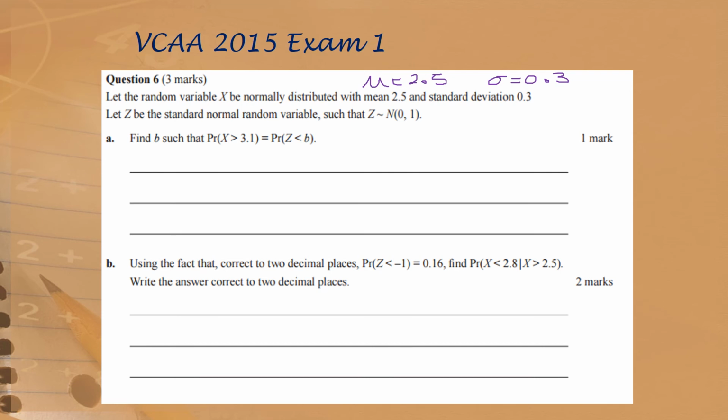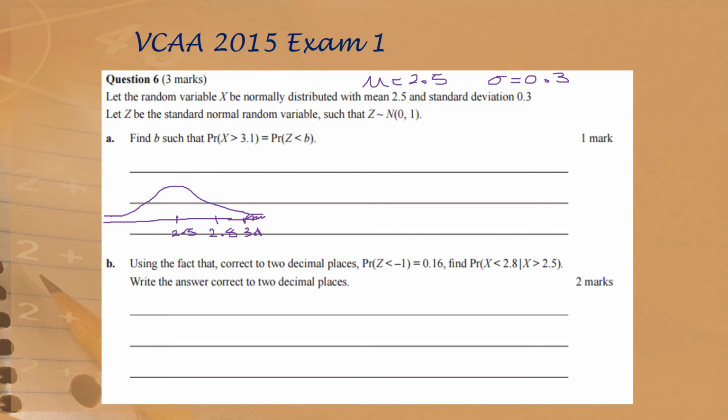So if I was thinking about this for my original graph, I've got a mean of 2.5 and a standard deviation of 0.3. If I add on 0.3 once, I'll get to 2.8. If I add on it again, I'll get to 3.1. So if I've gone 2 standard deviations over, that's the part that I'm looking at.